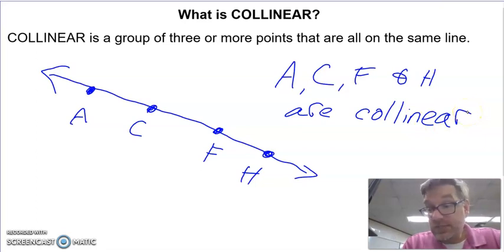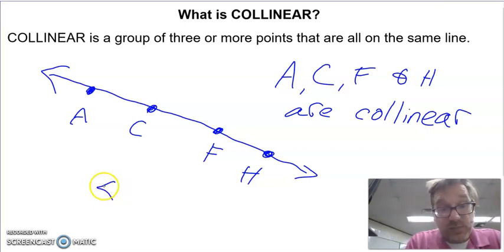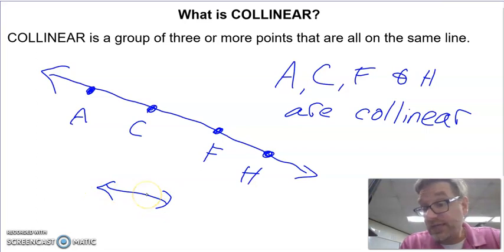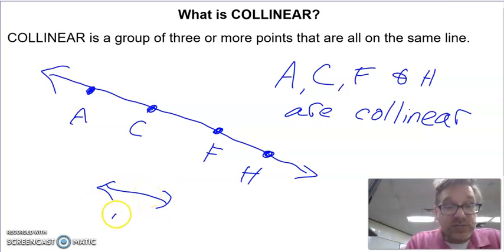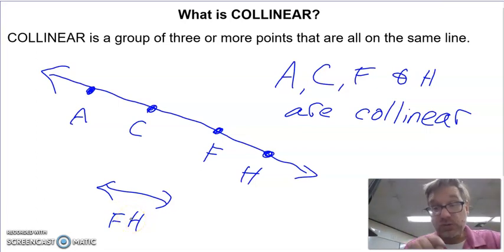By the way, to name this line, you're only going to use 2 letters. So if I was going to name this line, I'm just going to pick 2 letters off of it, any 2. I don't care which. So I could call this line FH. Just pick 2, because you're going to lose points on the test if you pick more than 2.